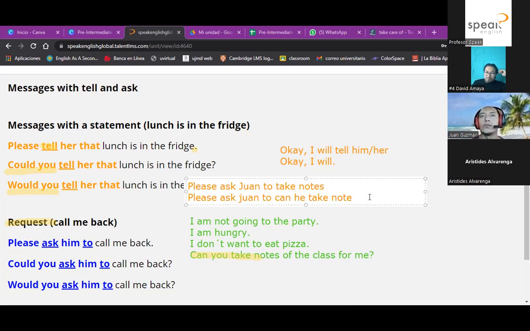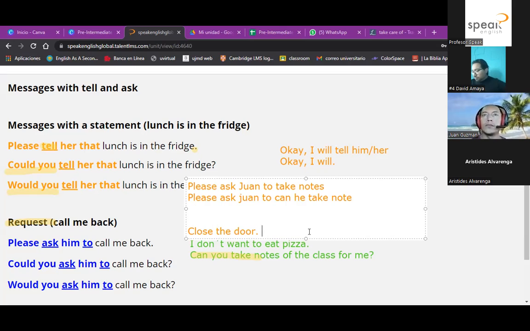Okay, let's see. This is a request. Close the door. Why is it a request? ¿Por qué es una request? Bueno, porque estoy pidiendo que alguien haga algo, ¿ok? No solo estoy diciendo, estoy pidiendo que alguien haga algo. So let's see. Aristides, you are talking to Juan and you want the message to get to David.